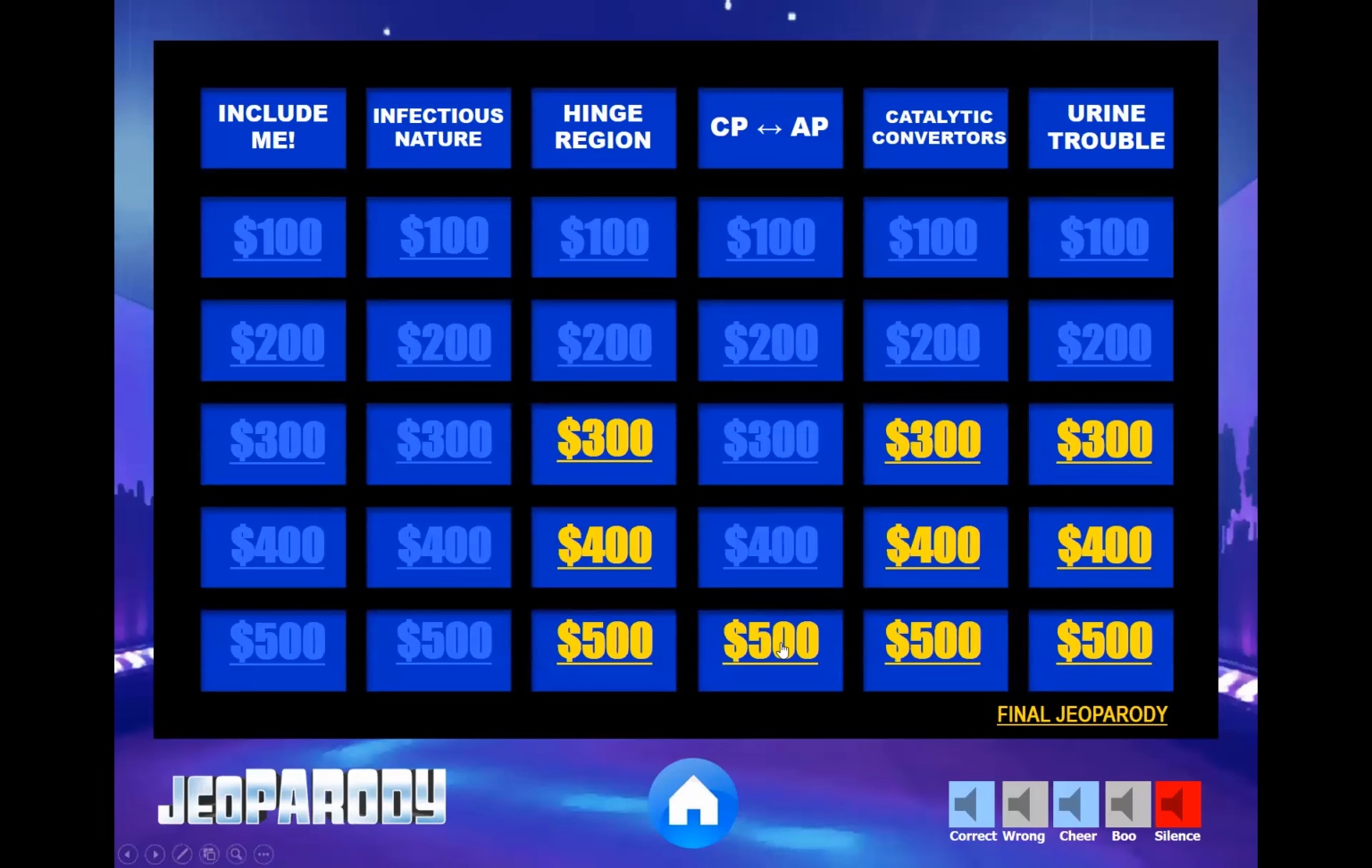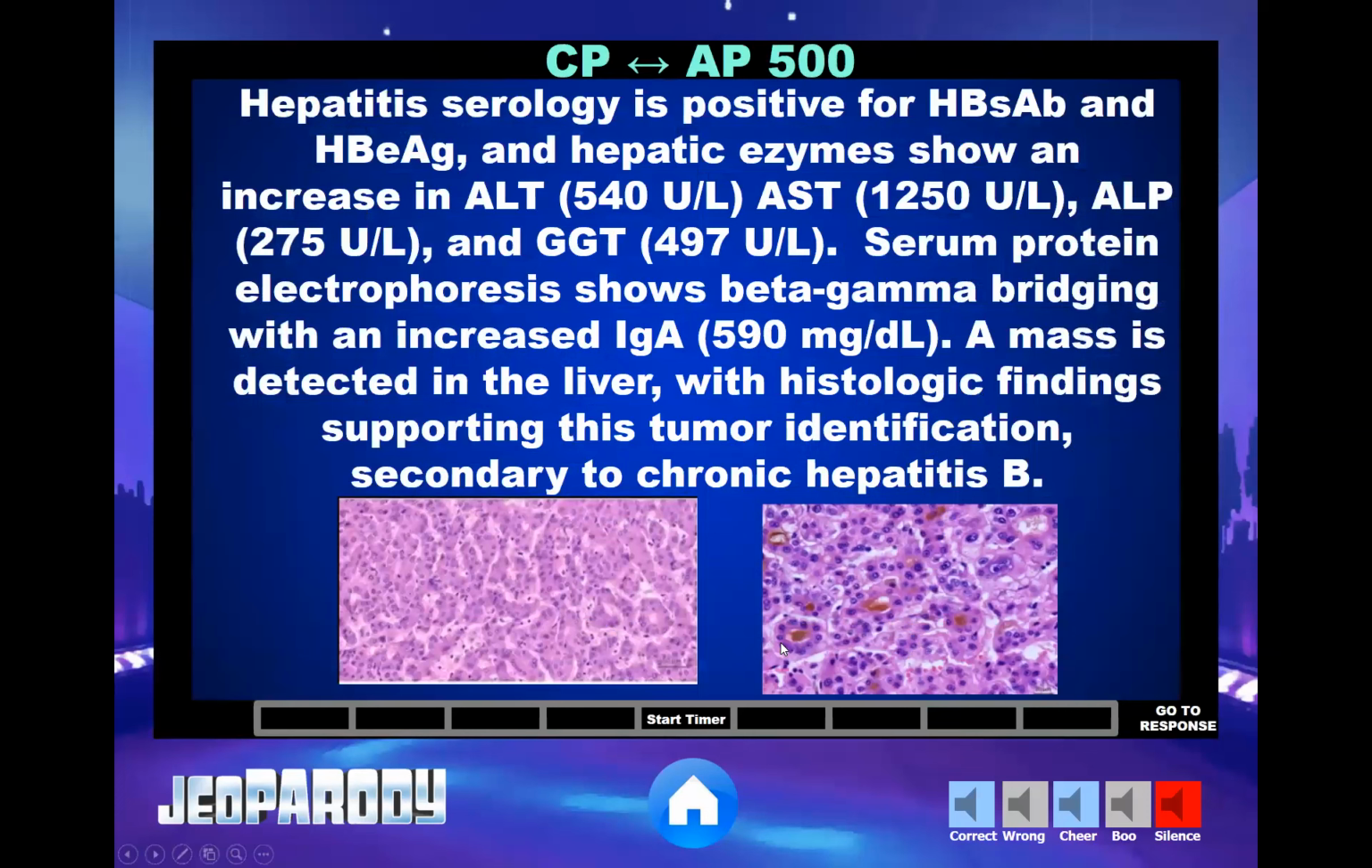Okay, let's clear the CPAP category for 500. Hepatitis serology is positive for hepatitis B surface antibody and B envelope antigen. And hepatic enzymes show an increase in ALT, 540 units per liter, AST, more than twice the ALT at 1,250 units per liter, slight elevation in alkaline phosphatase, and an elevation in GGT. Serum protein electrophoresis shows beta gamma bridging with an increased IgA of 590 milligrams per deciliter. That's about twice the upper limit of normal for IgA. And a mass is detected in the liver with histologic findings supporting this tumor identification secondary to chronic hepatitis B.